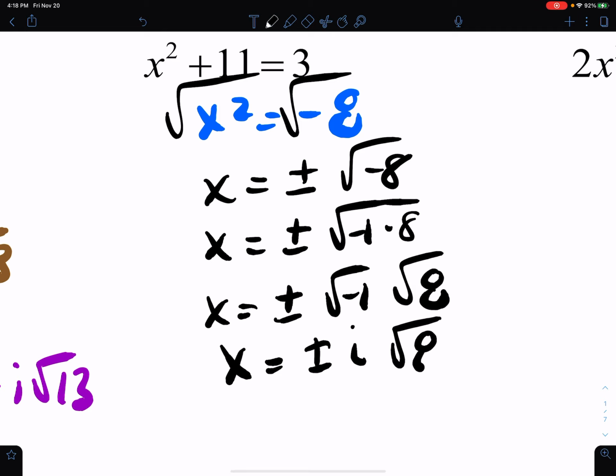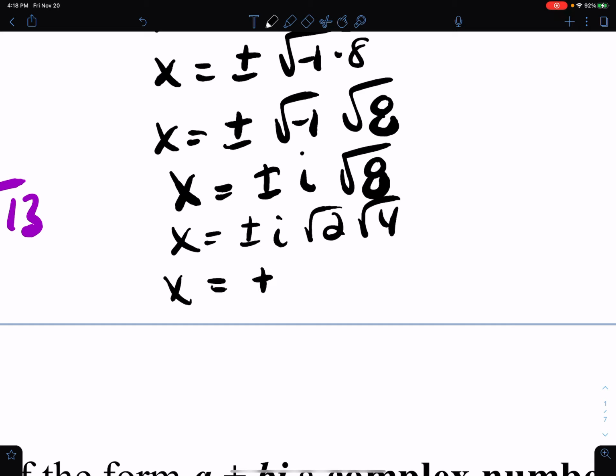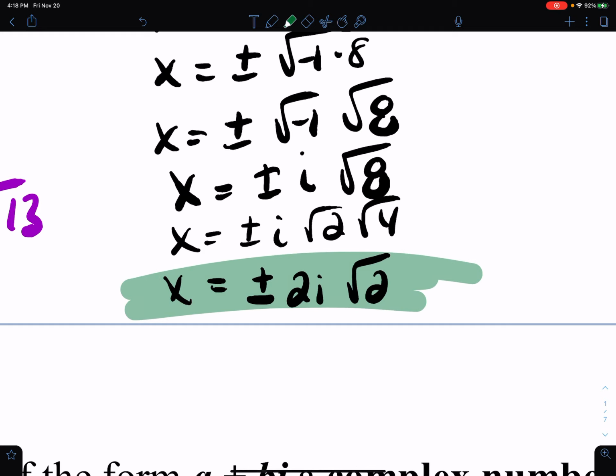But now, just like you normally would, the square root of 8 can be broken down even further, right? We could simplify that using the product property again. That's root 2 and root 4. So when we rewrite this, the square root of 4 is 2, so we'd put that 2 before the i. So this is the solution to that equation.